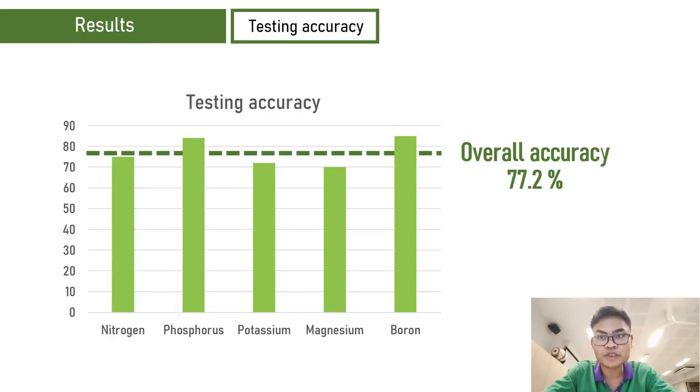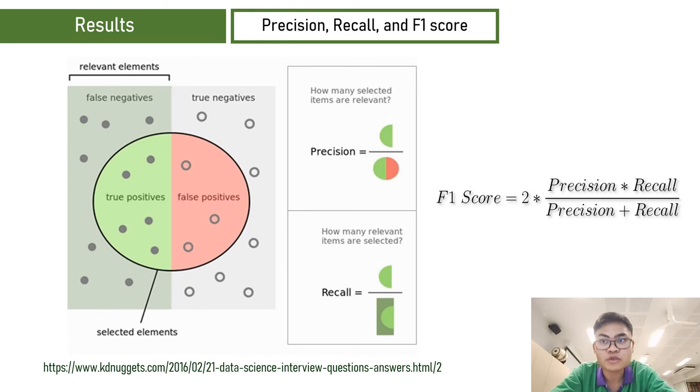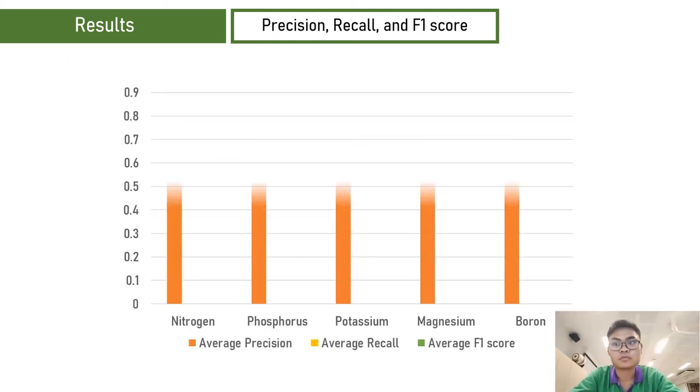Moving on to the results, the overall final testing accuracy of the five models is 77.2%. Here are the confusion matrices from the testing step of the five models, and from these confusion matrices, three values were calculated, including precision, recall, and F1 score to determine the efficiency of classification.